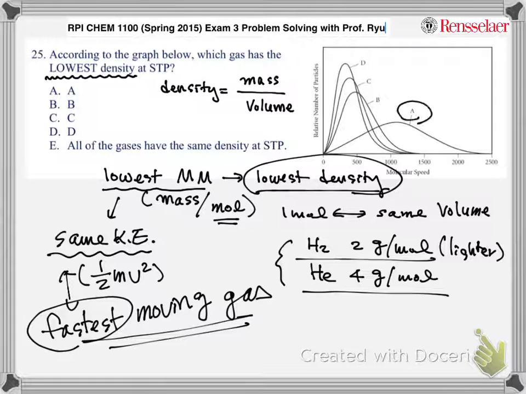Which one moves the fastest? A is the one that moves the fastest. So therefore the answer for this is A.